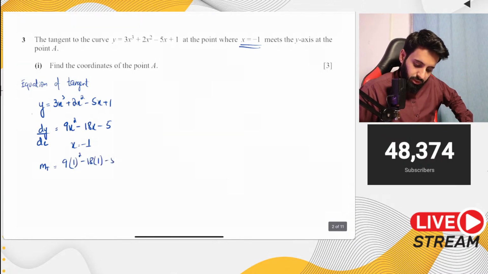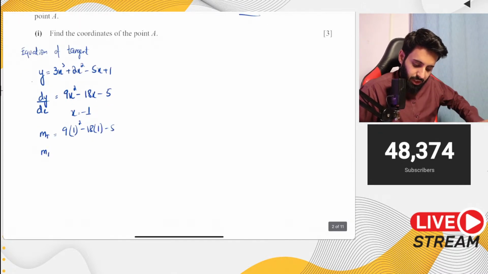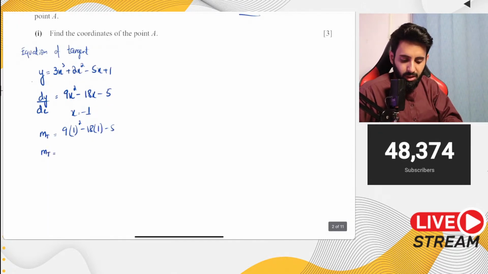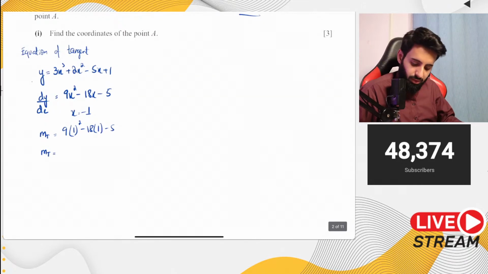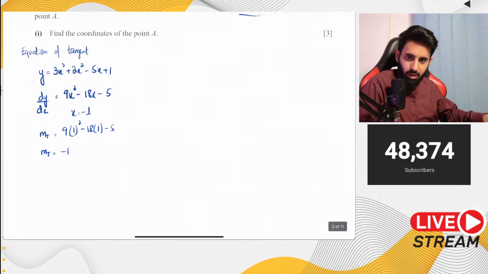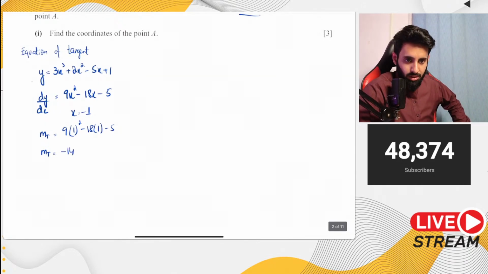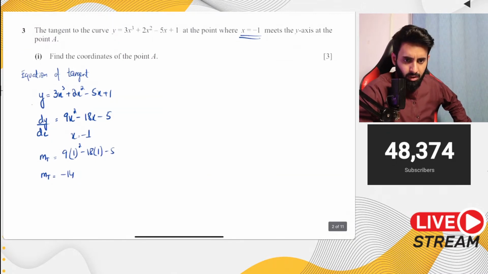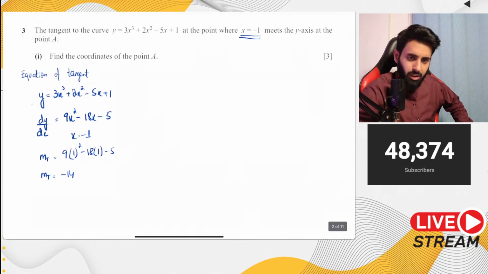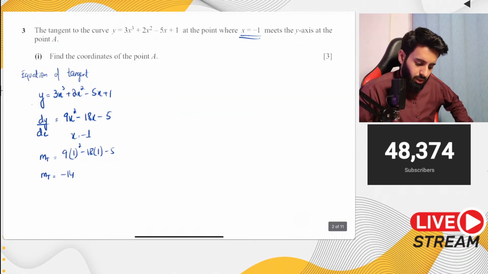Okay, so let's simplify this. 9 minus 18 minus 5, see what do we get? 9 minus 18 minus 5, so we get minus 14. Okay, so that means the gradient of tangent will be minus 14. The equation will be y equals to 5. Alright, let's find out. Maybe you're right. Let's see.